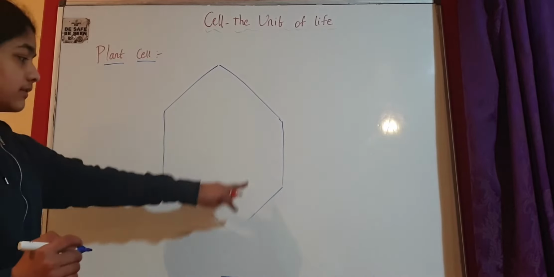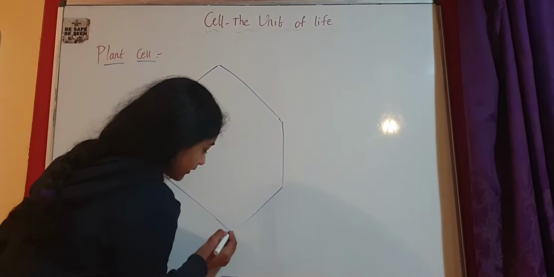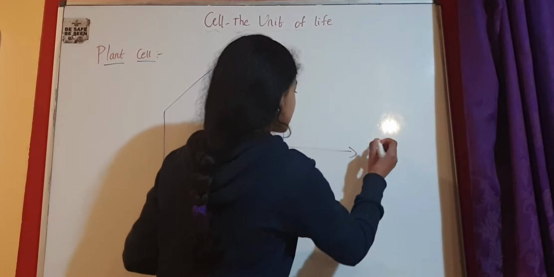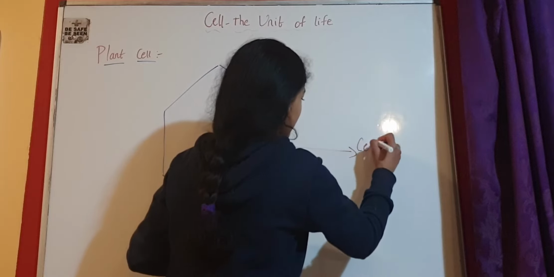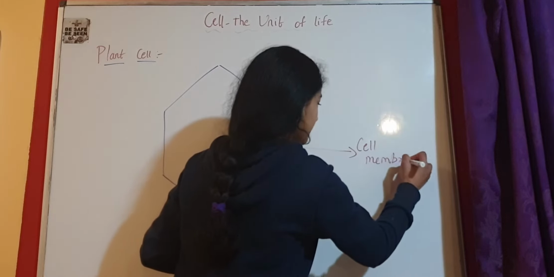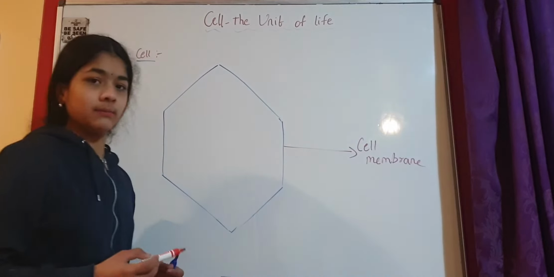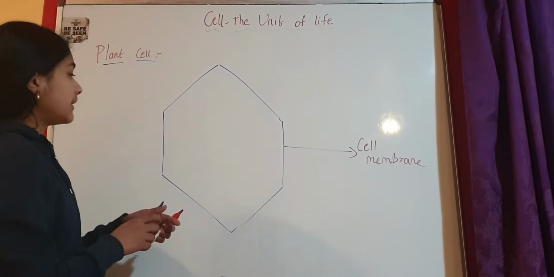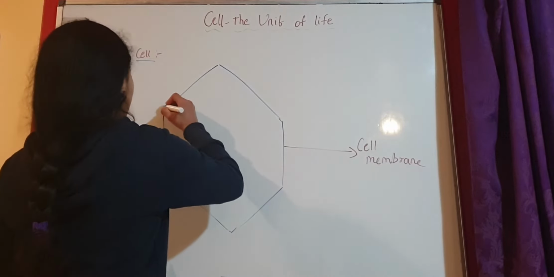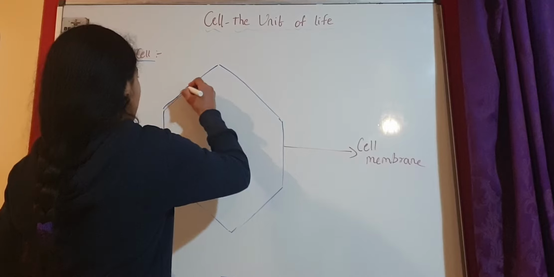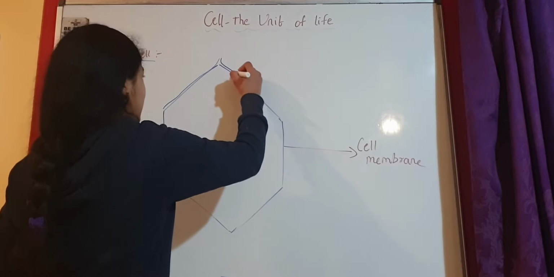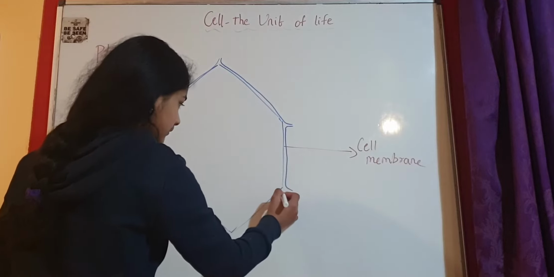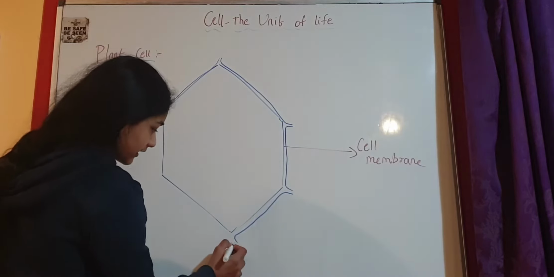This is the outer membrane of a plant cell, and this outer membrane is called the cell membrane, or the plasma membrane, or the biomembrane. So it's the outer protective layer of the cell. Next, here we have one more layer just outside the plasma membrane. It's somewhat like this.